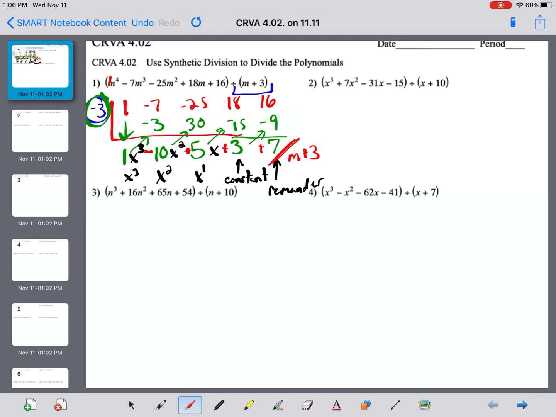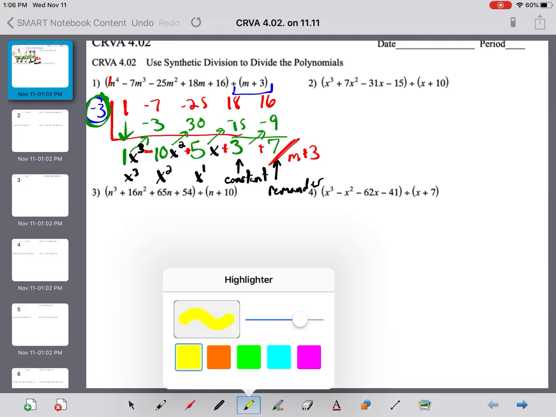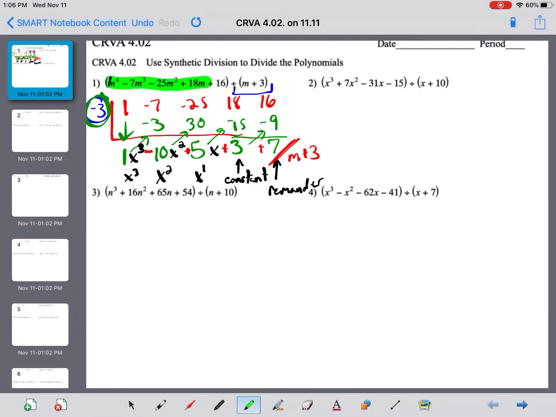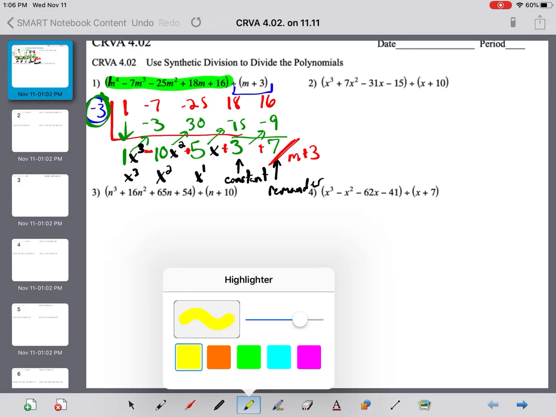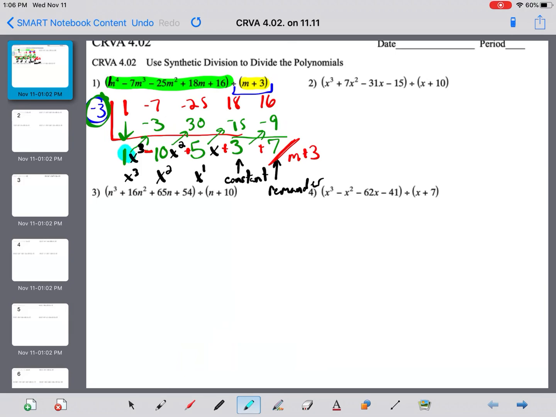So the final answer is when I take this polynomial in green and divide it by the polynomial in yellow, the quotient, or the answer to the division, is 1x to the third minus 10x squared plus 5x plus 3 plus a remainder of 7, or 7 over m plus 3. And if you multiply the yellow binomial times the blue polynomial, you would get what's up there in green. You could check it by multiplying.